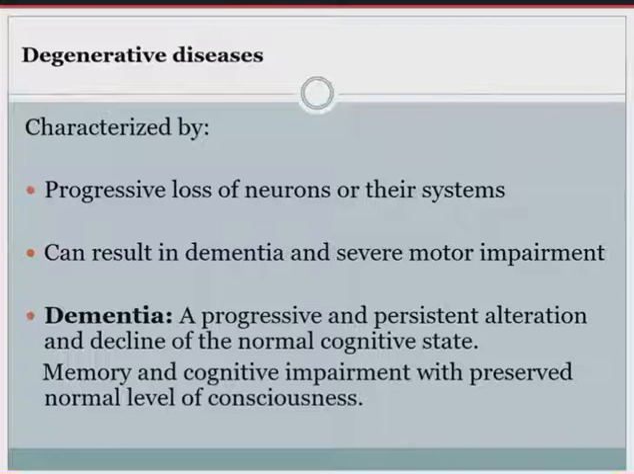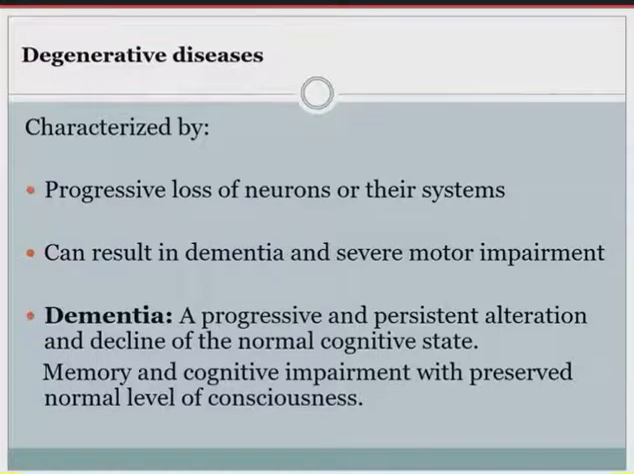So cognitive function is nothing but a person's ability to process thought, like they can learn, solve problems, think, and reason. Basically, in degenerative disease there is memory and cognitive impairment, and in some cases there may be a preserved normal level of consciousness. In severe degenerative diseases, not only do they have memory and cognitive impairment, in the later stages they may have a loss of consciousness.